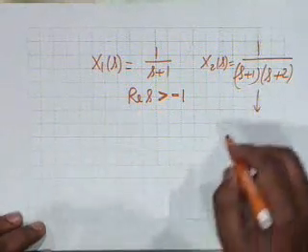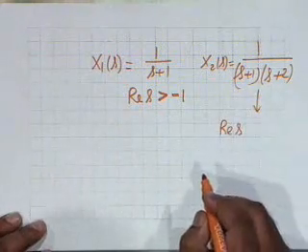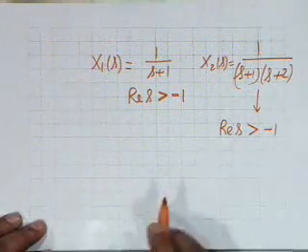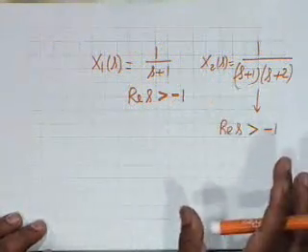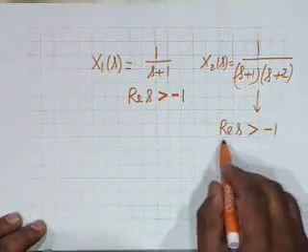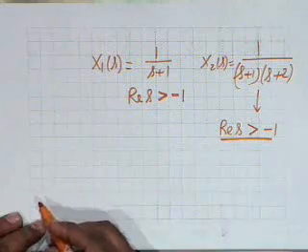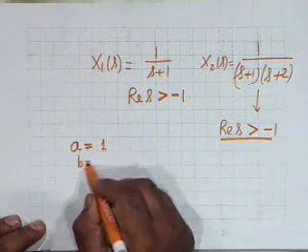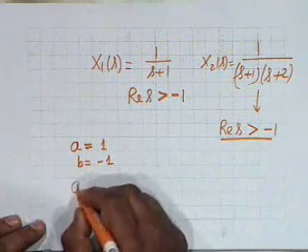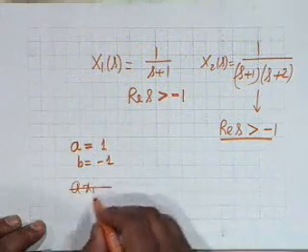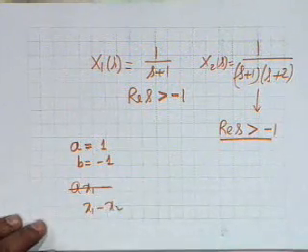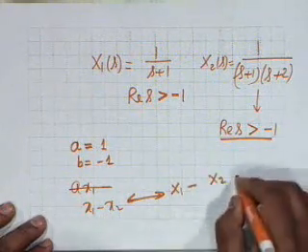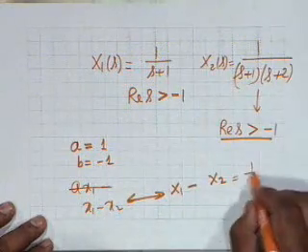If this is a right-sided signal, then what is the ROC? Real S? Yes? Again greater than minus 1, because it's real S greater than minus 2 and real S greater than minus 1, and this is more restrictive. So, this is the region of convergence. Now, suppose I take A equal to 1 and B equal to minus 1, that is I take x1 minus x2 in the time domain. Then in the frequency domain it should be capital X1 minus capital X2. What is this equal to? If you subtract, 1 by S plus 2.